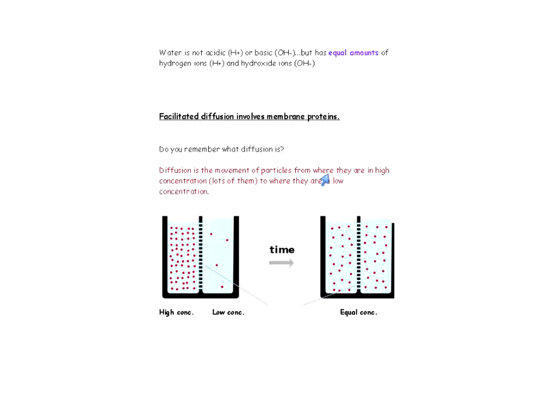So before we talk about what facilitated diffusion is, let's remind ourselves what diffusion is. Diffusion is the movement of particles from where they are in high concentration, in other words lots of them, to where they are in low concentration. Here there's a lot of particles, that's high concentration. This side has low concentration of particles, so the particles are going to move to this side. That's diffusion. It happens naturally because the particles bump into each other, and as they bump into each other, they spread out more and more.